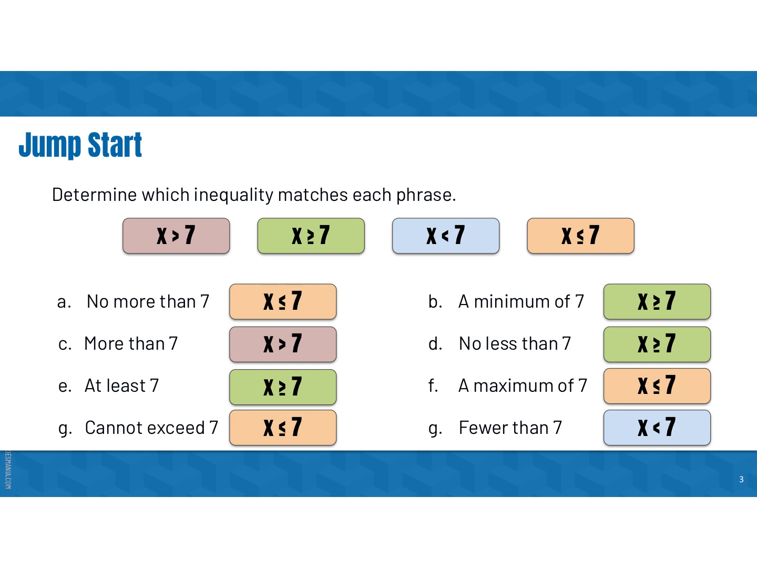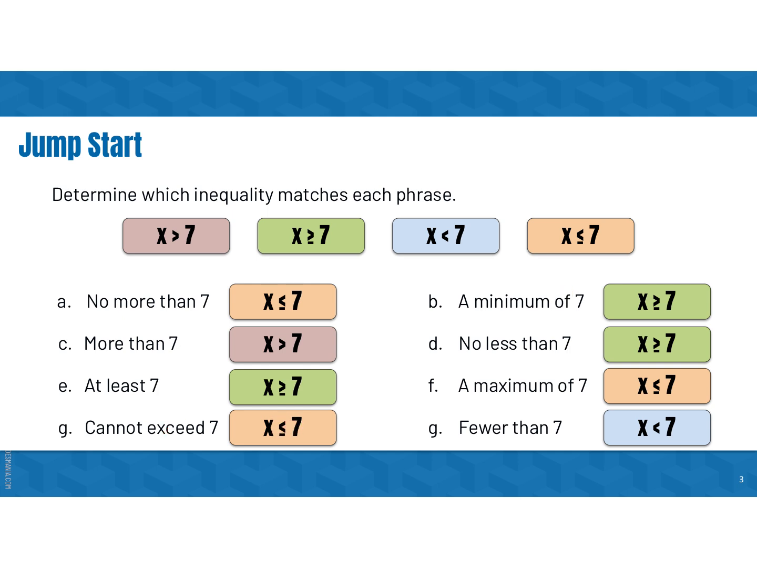All right, here are the answers as far as the different things. So no more than, so less than or equal to. More than, so greater than, right? At least, that is 7 or above, so it's greater than or equal to. Cannot exceed, so it has to be less than or equal to.